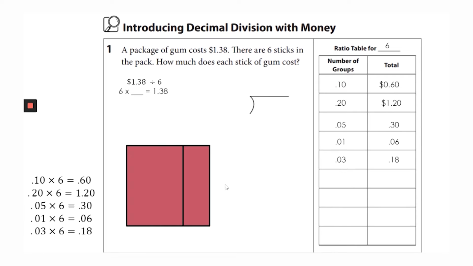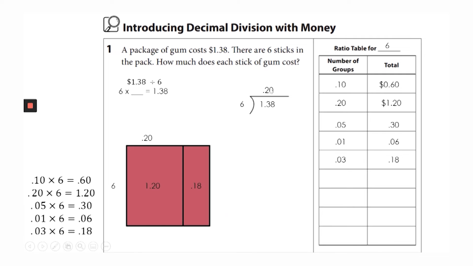Okay, let's take a look at this one more way. We're going to look at an area model, and we're going to keep track of it over here. So our divisor is 6, and our dividend is $1.38. Over here in the area model, I broke it down into $1.20 and 18 cents, like we did in our ratio table here. So I'm asking myself, 6 times what is $1.20? And we already did that, so we know it is 20 cents.